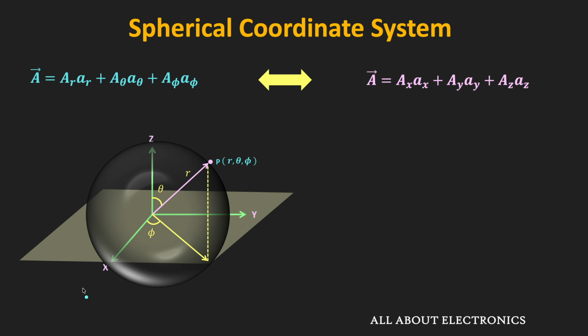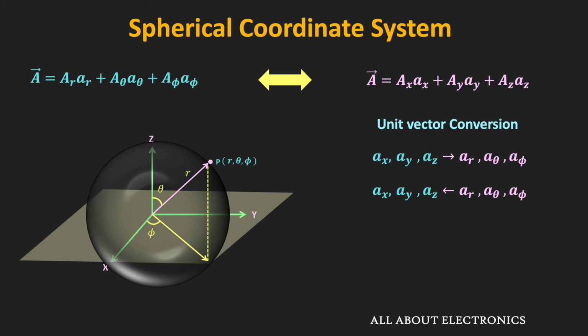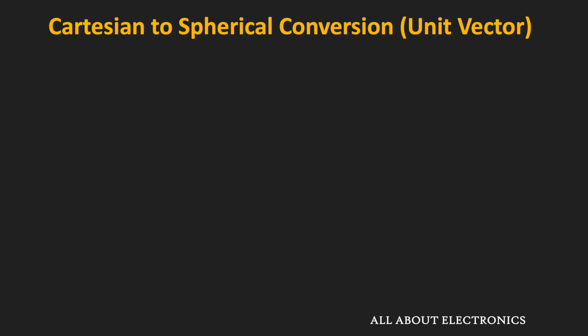As a first step in the derivation, let us find the unit vector conversion between the two coordinate systems. First we will see that if we have been given a unit vector in the Cartesian coordinate system, then with the help of it, how we can find the unit vectors in the spherical coordinate system. And then we will see the other way around. Once we find the relationship between these unit vectors, with the help of it we will find the relationship between the coefficients a_x, a_y, a_z and a_r, a_theta and a_phi. So as a first step, let us see the unit vector conversion between the Cartesian and the spherical coordinate system.